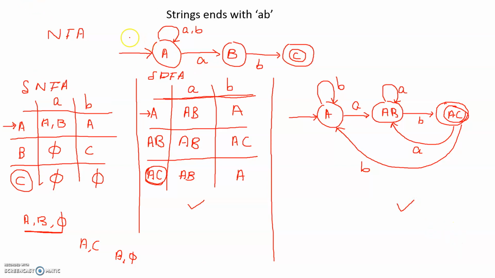This way you can convert NFA to the corresponding DFA. So this is our NFA. We have to write down the transition table for the NFA. Then you construct the transition table for the DFA from the table of the NFA. Then you can easily convert this DFA table to the corresponding diagram.